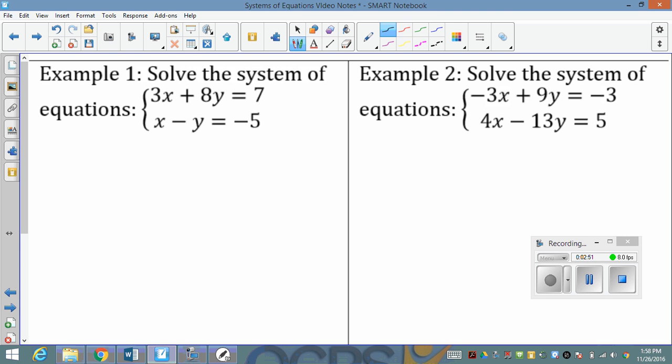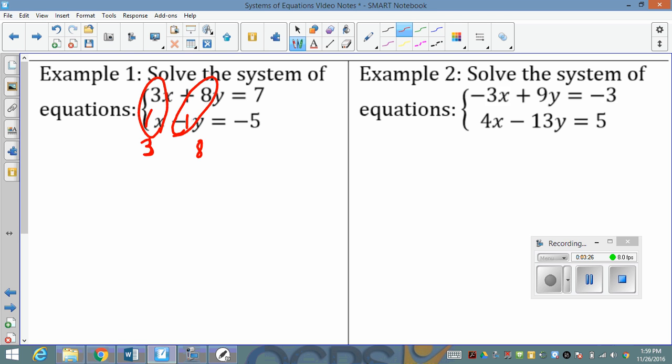Now when you're deciding what to multiply by, take a look at your coefficients. Here, that's a 3 and a 1. Remember, you are looking for the least common multiple, the smallest number that they both go into. You could also just simply multiply them. 3 times 1 is 3. In this case, that's our least common multiple. If you look at your y's, an 8 and a negative 1, 8 would be our least common multiple there. Don't worry about the signs just yet.